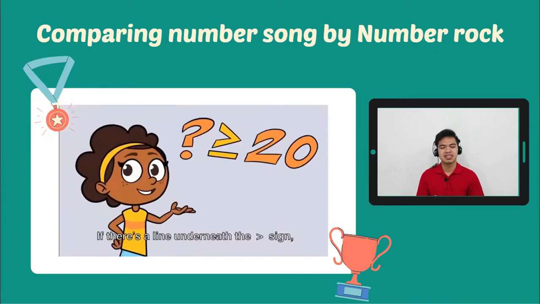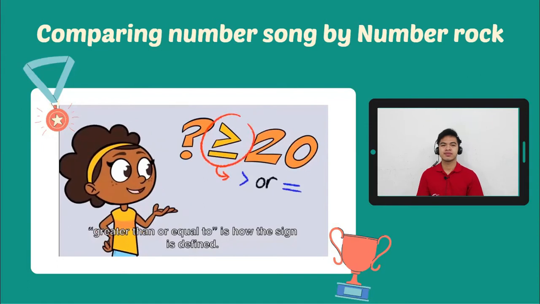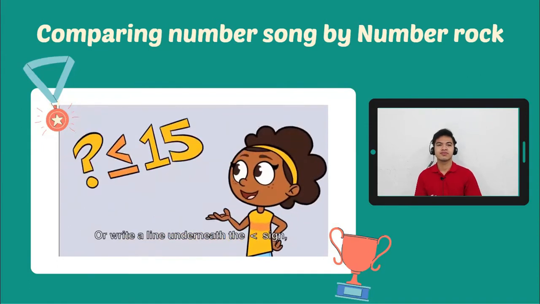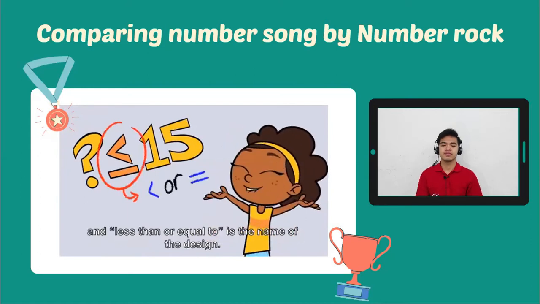If there's a line underneath the greater than sign, greater than or equal to is the name of the sign. I'll write a line underneath the less than sign, and less than or equal to is the name of the sign.